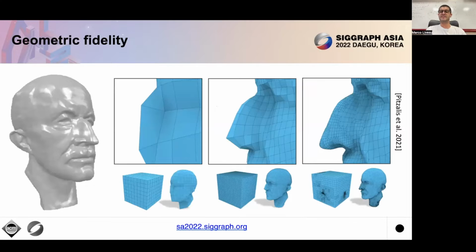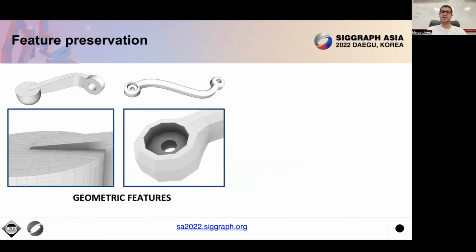The geometric properties start with the most basic one, which is the geometric fidelity. That is the ability of our volumetric mesh to faithfully represent our target geometry. And of course, this is something that depends on how many elements we have. The finer the mesh, the better the accuracy with which we are representing our target geometry, as you can see in this image.